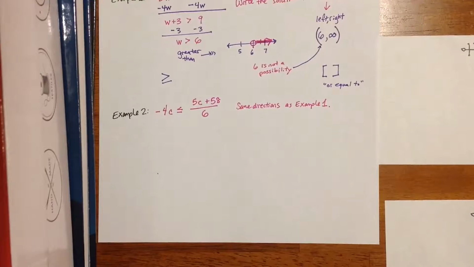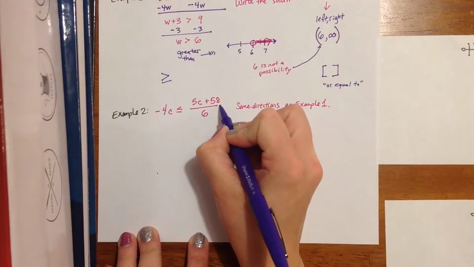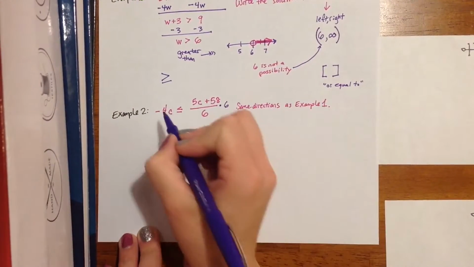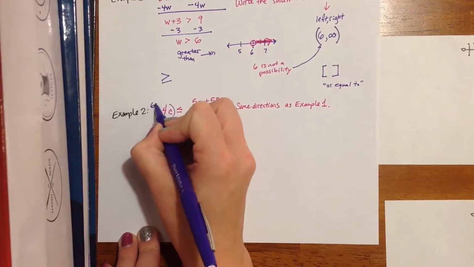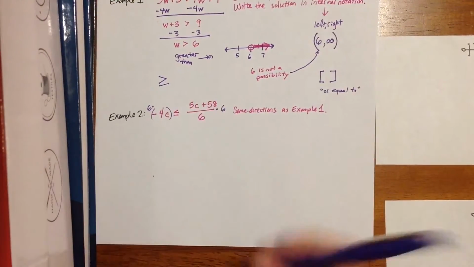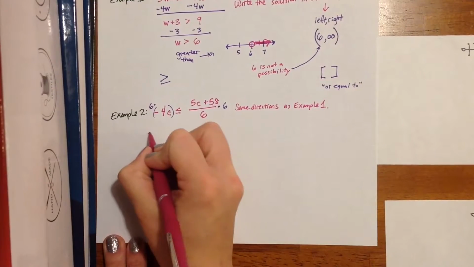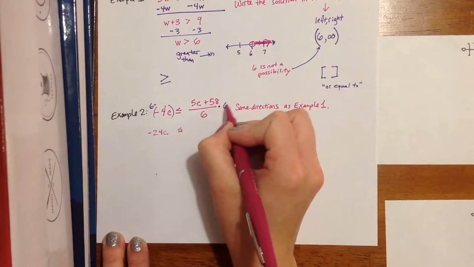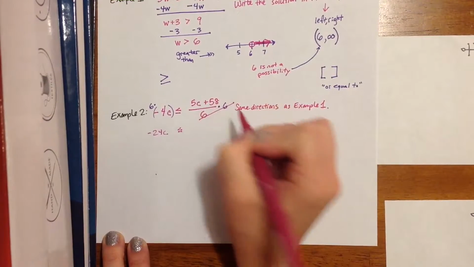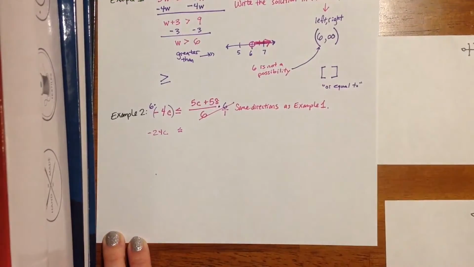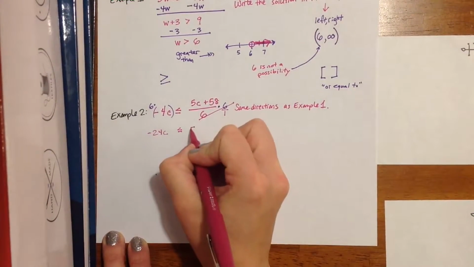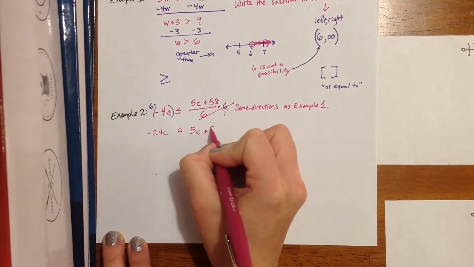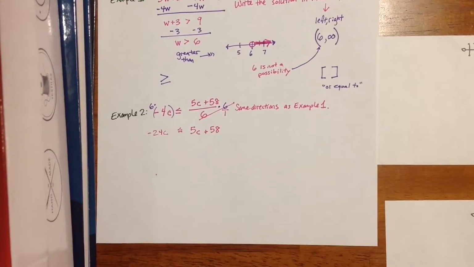So here we go. First thing I'm going to do is clear out this denominator of 6. Multiplying by 6 on both sides, I get negative 24c is less than or equal to. These 6's cancel, denominator to numerator, since that's 6 over 1. They cancel. I am left with 5c plus 58.